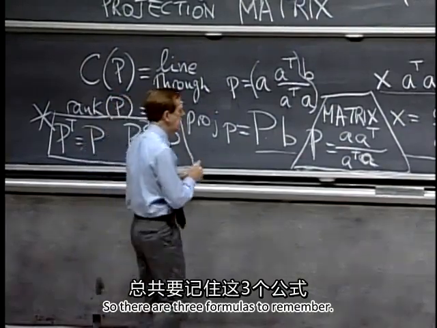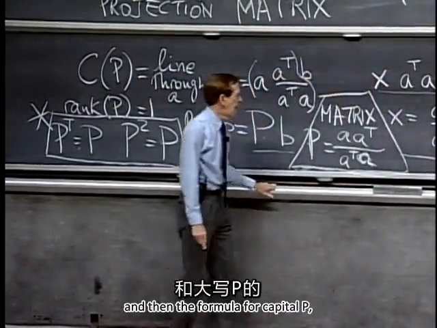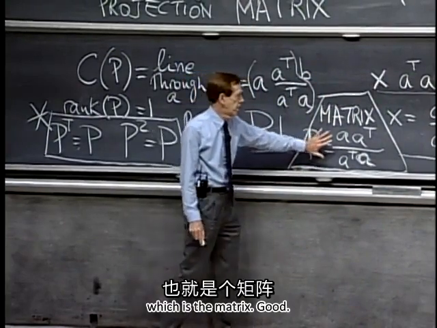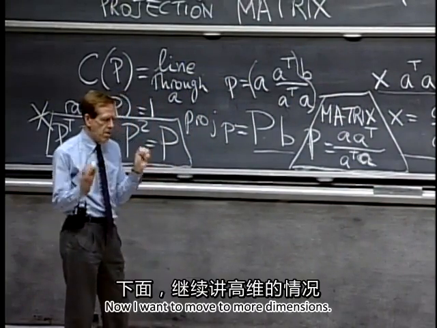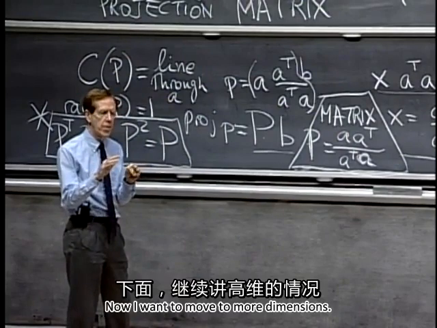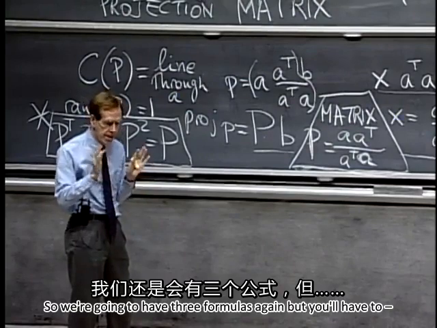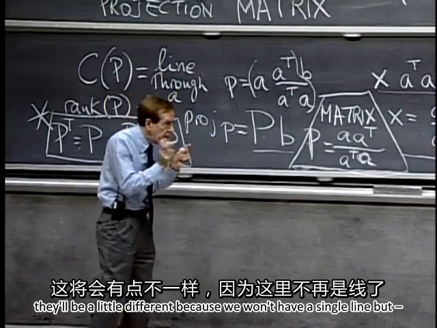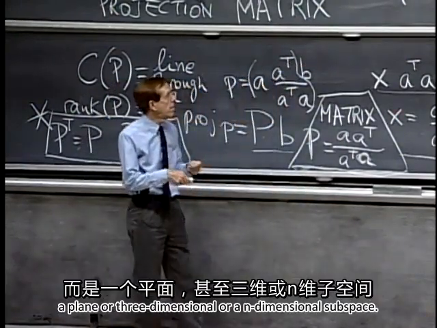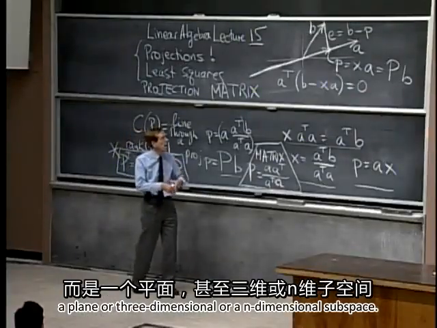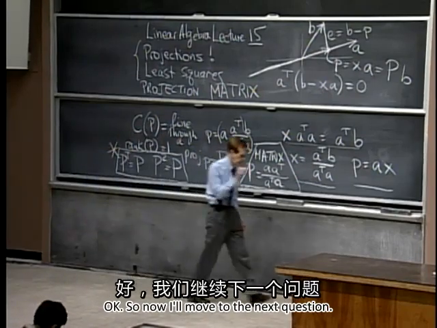So there are 3 formulas to remember. The formula for X, the formula for P, which is just AX, and then the formula for capital P, which is the matrix. Good. Okay. Now I want to move to more dimensions. So we're going to have three formulas again, but they'll be a little different because we won't have a single line, but a plane or three-dimensional or n-dimensional subspace. Okay. So now I'm moving to the next question.